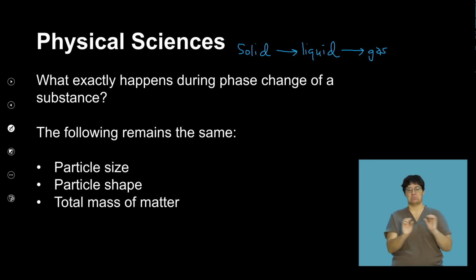Okay, the following aspects actually remain constant or do not change. The size of the particles stays the same, okay? Also, the shape of the particles that make up that substance stays the same. The total mass of the substance also does not change.